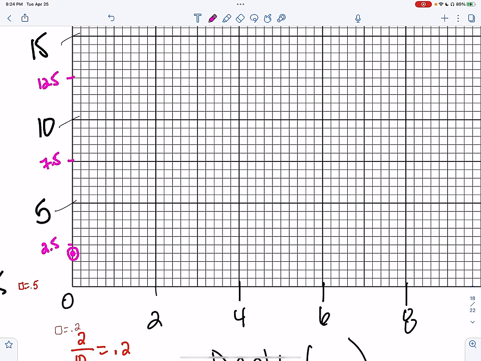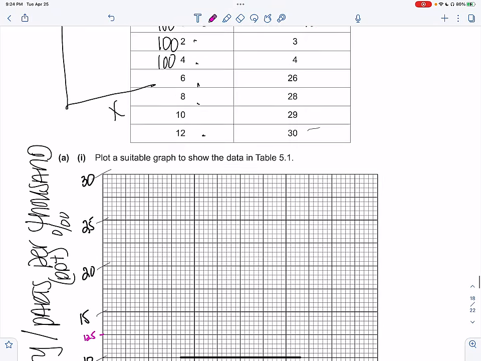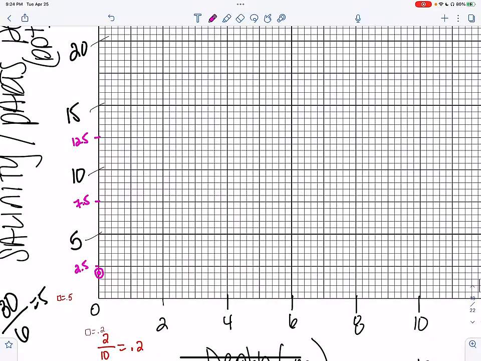12.5. You look at that data again. Okay, 2 and 3. Depth is 2. So here's 2.5, this is going to be 3. I'll finish that game, okay? Okay.